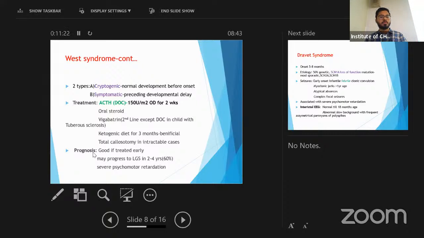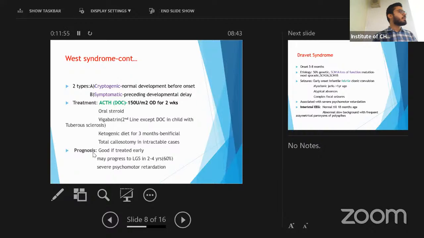What are the treatments? ACTH is the drug of choice, and it is usually given at 150 units per meter square once daily for 2 weeks. Then oral steroid can be given. We can try vigabatrin. Usually it is a second line drug, but in case of tuberous sclerosis with West syndrome, it is the drug of choice. Ketogenic diet can be tried for 3 months, and in intractable cases which are resistant to the pharmacological therapy, we can go for total callosotomy.